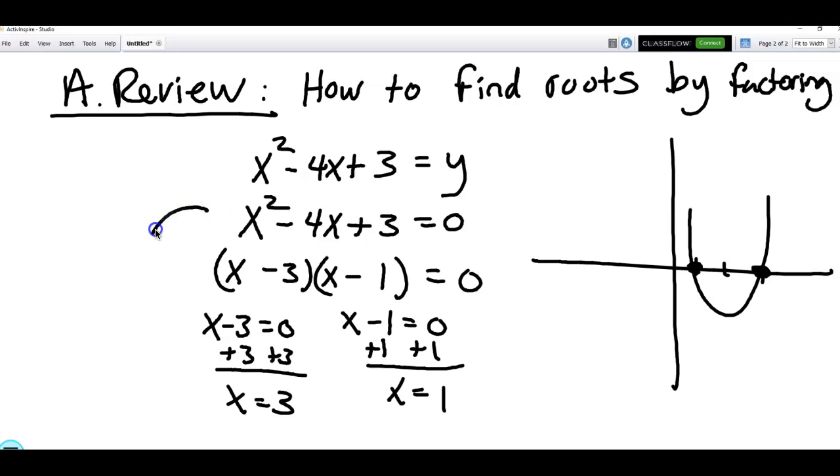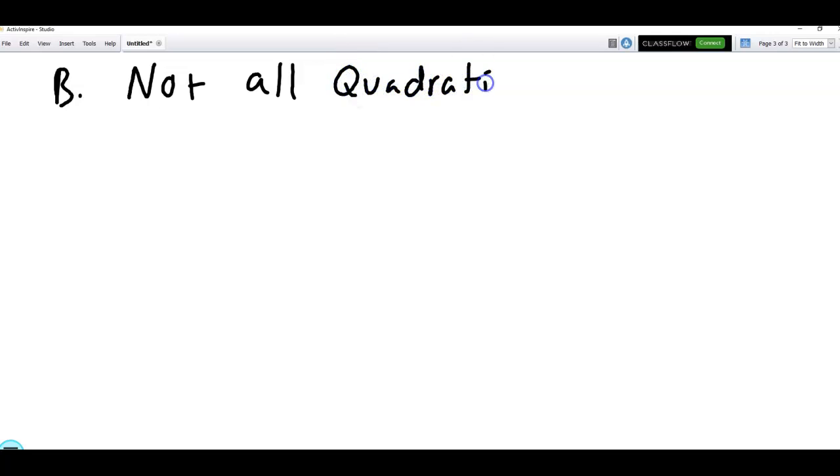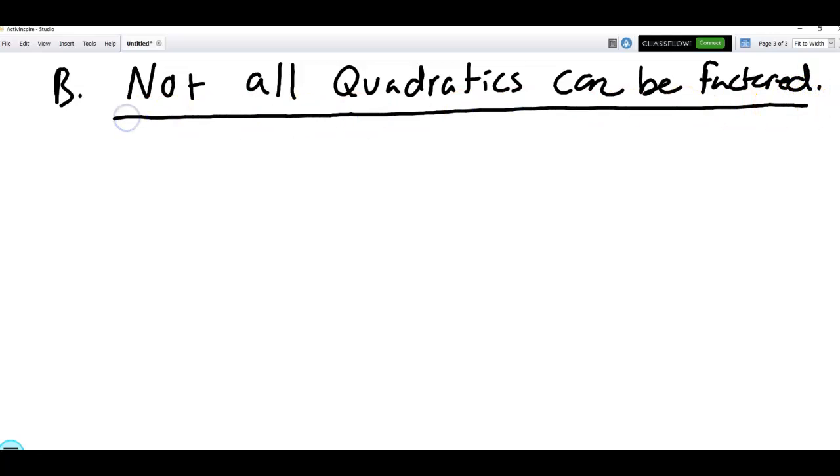All right, and so as we said, guys, to get from here to here, we do the box method. But not all polynomials can be factored, so not all quadratics can be factored. Okay, so I'll give you guys an example of one here. Like if I were to give you this, x squared plus 3x plus 1 equals 0.